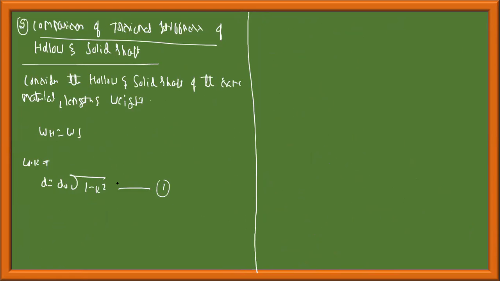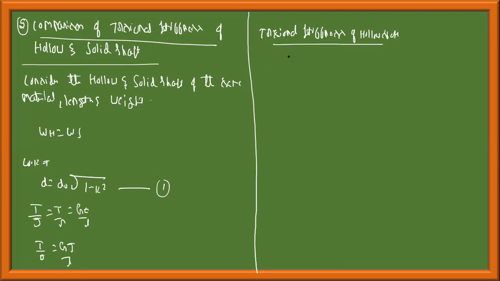We know that T by J is equal to tau by r is equal to G theta by L, or T by theta is equal to GJ by L, which is the torsional stiffness. Torsional stiffness or torsional rigidity is the torque required to produce unit angle of twist. Ratio of torsional stiffness of hollow shaft to torsional stiffness of solid shaft is equal to GJ by L of hollow by GJ by L of solid.